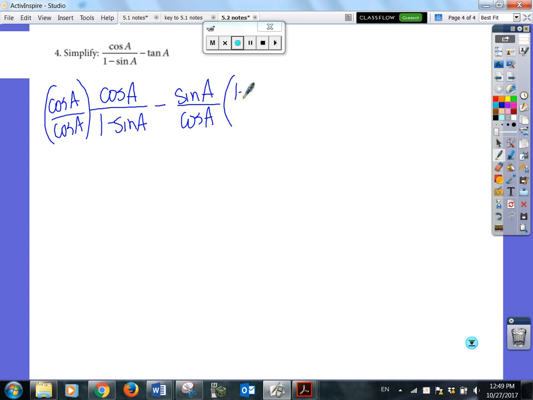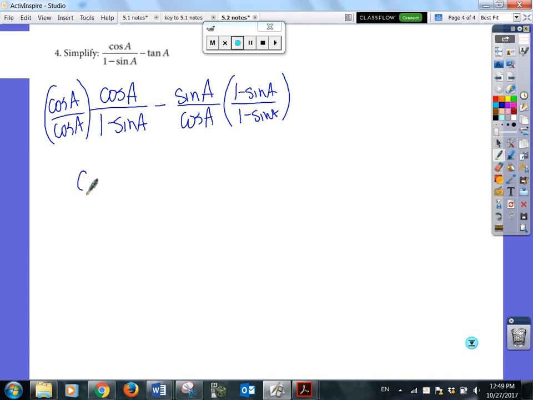Same thing over here. 1 minus sine A over 1 minus sine A. If you're going to show that, now you have to do it. You don't have to show it. If you're going to show getting a common denominator, you have to show it correctly. You can't just write half of it. You have to write whatever is on the top divided by the bottom.